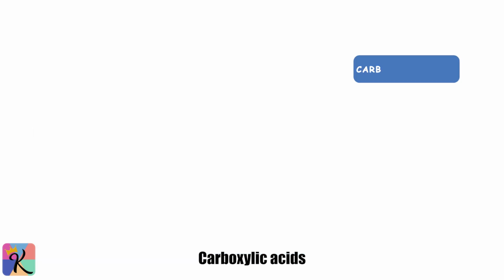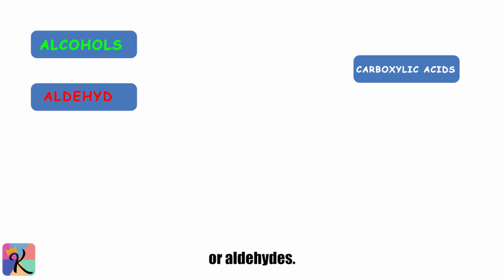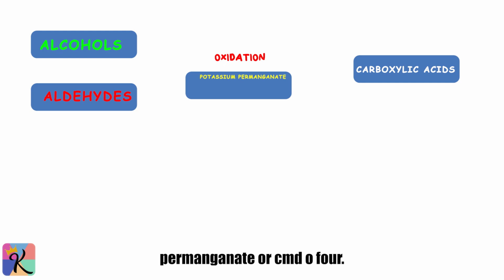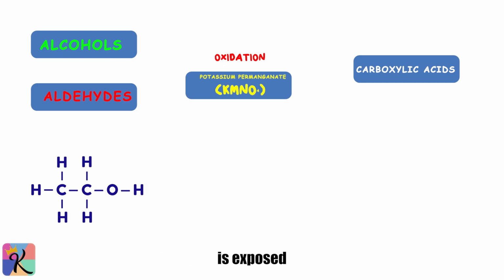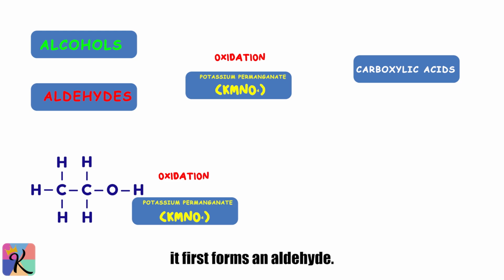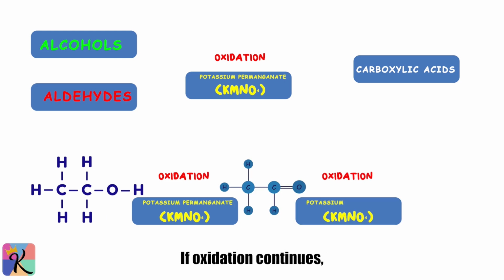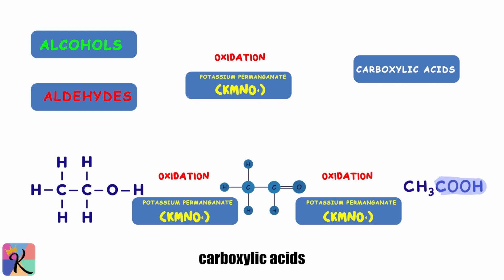Let's get started. Carboxylic acids can be synthesized through the oxidation of primary alcohols or aldehydes. This is typically done using a strong oxidizing agent like potassium permanganate, or KMnO4. Here's how it works. When a primary alcohol is exposed to an oxidizing agent, it first forms an aldehyde. If oxidation continues, the aldehyde is further oxidized to form a carboxylic acid. This transformation is critical in organic synthesis, providing a pathway to create carboxylic acids from simpler organic molecules.